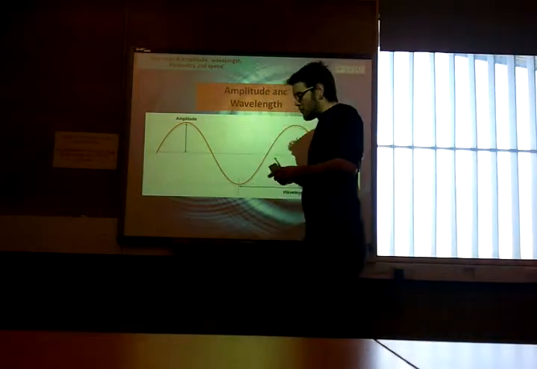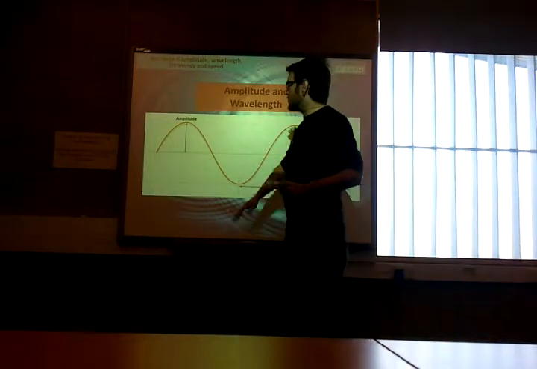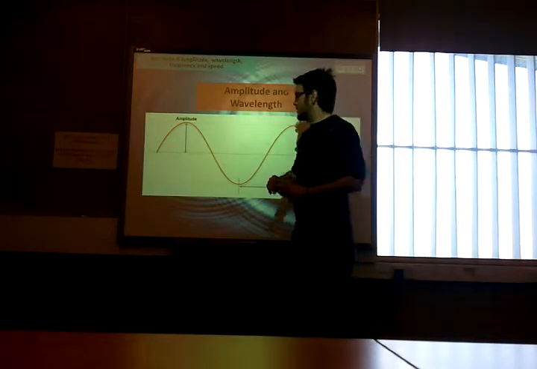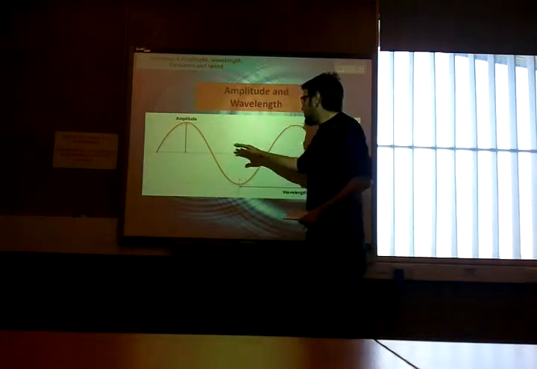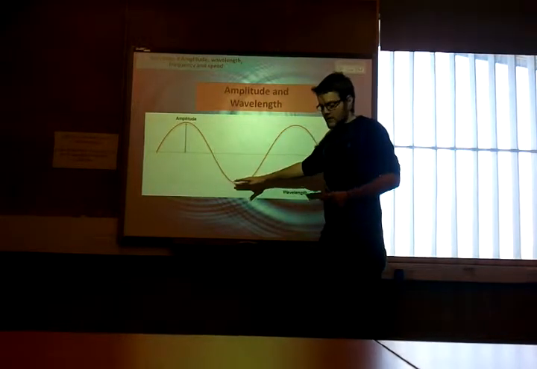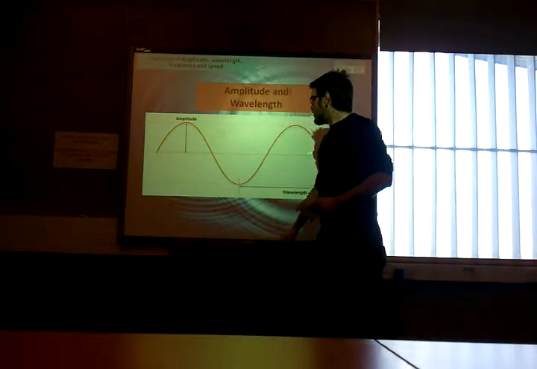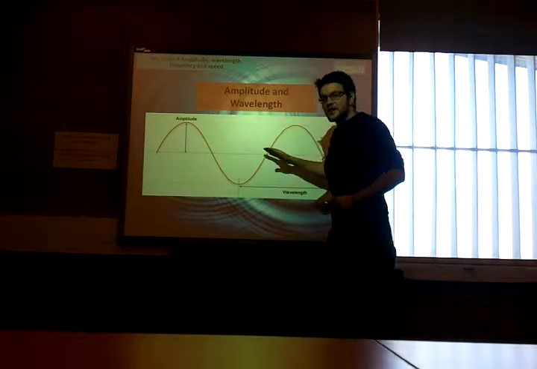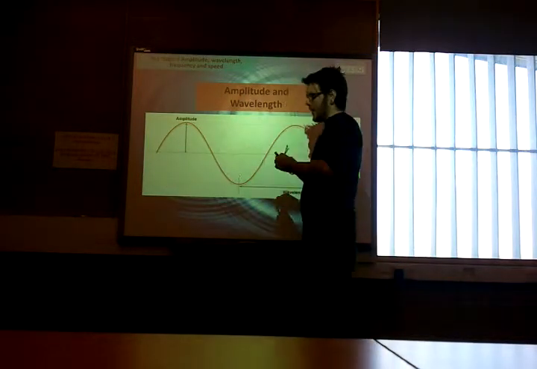So remember, amplitude is the measure of maximum disturbance from the point of no disturbance. So it's from the centre point to the highest peak. Or alternatively, you can have negative amplitude as well, from the zero point to the lowest trough. Whereas wavelength is from one point of the wave to the same place on the next wave, and that is your complete wavelength.